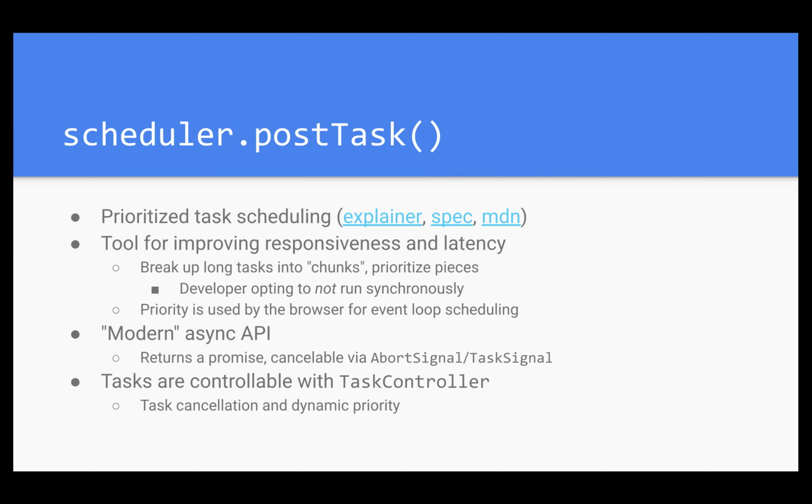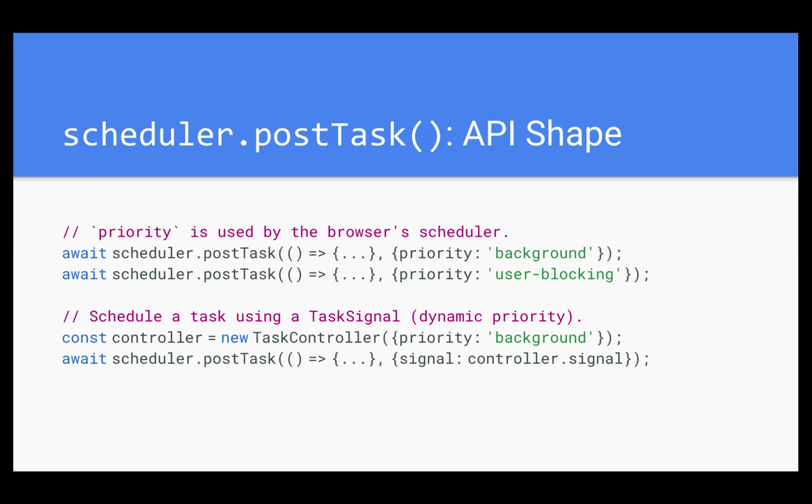It's also like a modern async API. It returns a promise, cancelable using abort signal, task signal. Tasks are controllable with a task controller, which is a subclass of abort controller, so you get both abort and priority. Dynamic prioritization. And then we've talked about this a lot in the past year, but for folks that haven't seen the API shape, it's on the screen here.